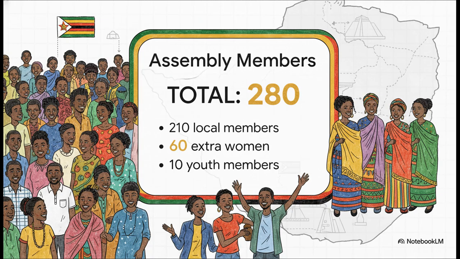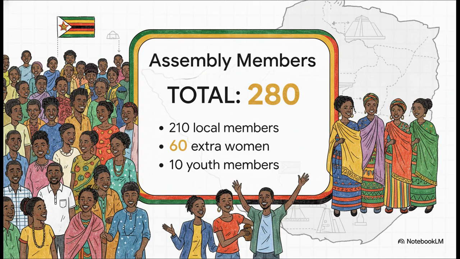The National Assembly has 280 members in total. First, there are 210 members elected directly from local areas all over Zimbabwe. That means your specific neighborhood has a designated person to speak for it. But to make absolutely sure no one is left behind, the rules guarantee 60 extra seats just for women. That's 6 from each province. It also sets aside 10 extra seats specifically for young people between 21 and 35. This ensures that women and the youth will always have a seat under the national tree to speak up for their peers.